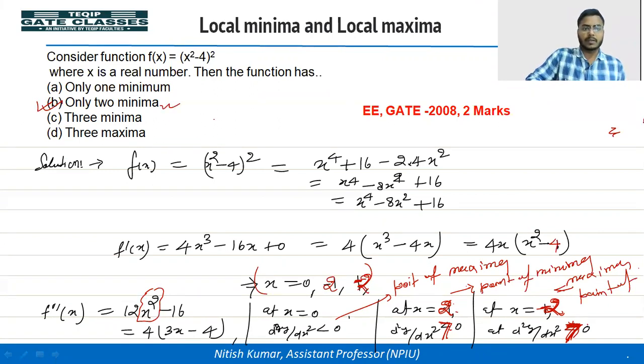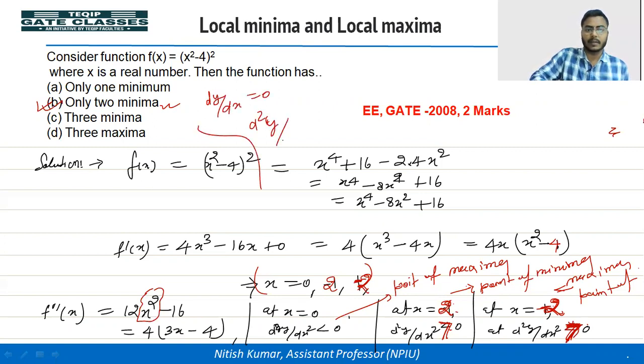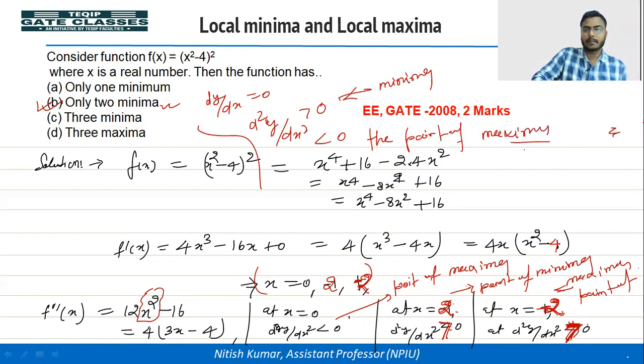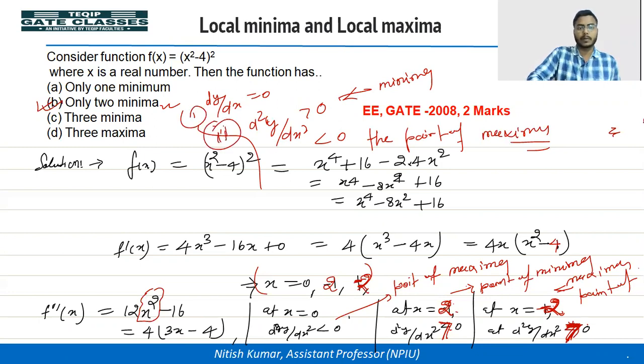Okay. So the basic condition you can apply here: dy/dx is equal to 0, and then you calculate d²y/dx². If greater than 0, then it is a point of minima. If this value is less than 0, then it is a point of maxima. Just remember these two conditions. You can solve the GATE previous year questions.